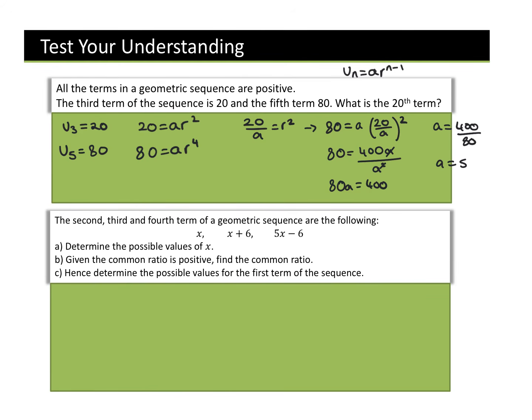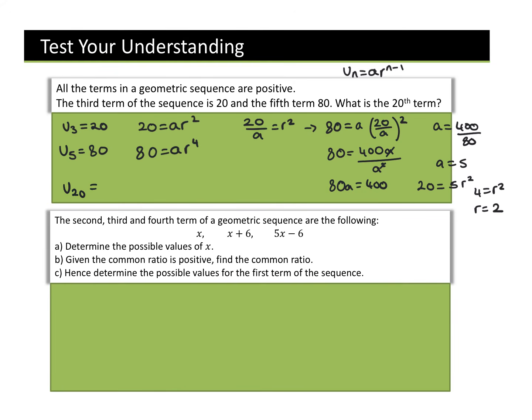And then if I substitute that back in, you get 20 equals 5 lots of r squared. So 4 equals r squared. So r could be plus or minus 2, but it does say that the sequence is positive, so all of the terms are going to be positive. So we found a, we found r, and it says what's the 20th term?